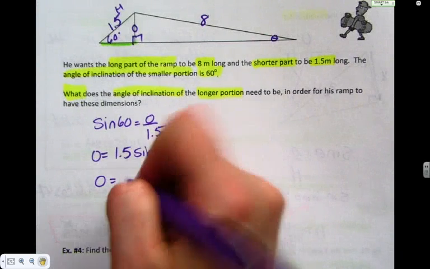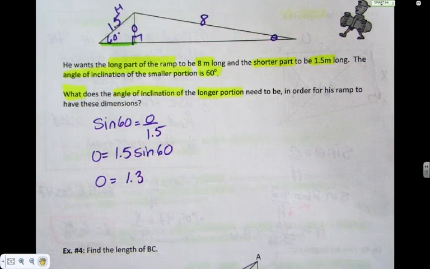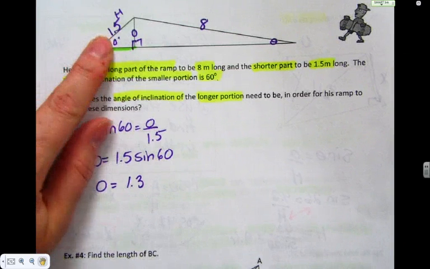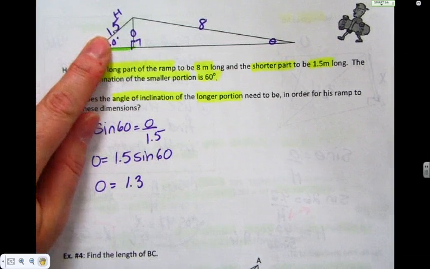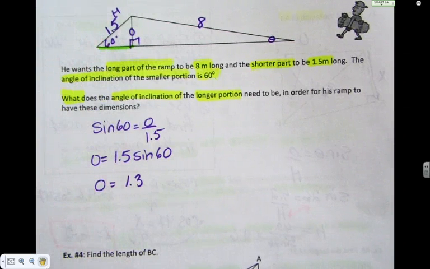Offer for O? 1.3? But that's so small. Does that value make sense if it's so small? Yeah, well, the hypotenuse is also small. So remember, when you get your answer, you can always think about it logically. If this is 1.5, yeah, it's got to be slightly smaller. It's not going to be a number like 47 or 75.